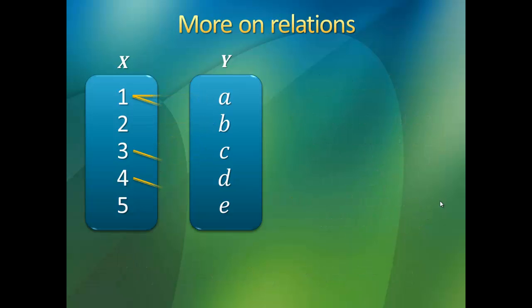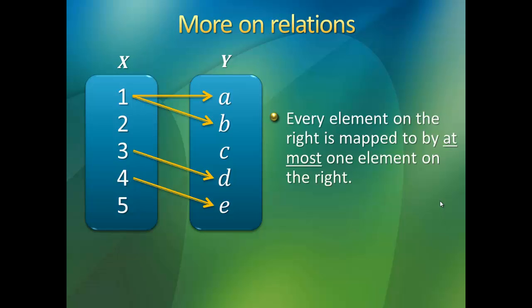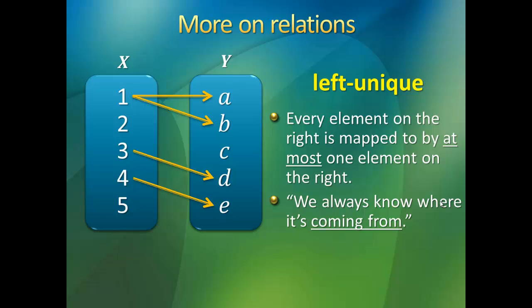Next, look at this relation. In this case, the reverse situation is true. Each element on the right is mapped to by at most one element from the left. This relation, as you may have guessed, is referred to as left unique. So, if we started with an element on the right and moved backwards along the arrow to the left, we could only possibly end up at one element from the left. We always know where it came from.